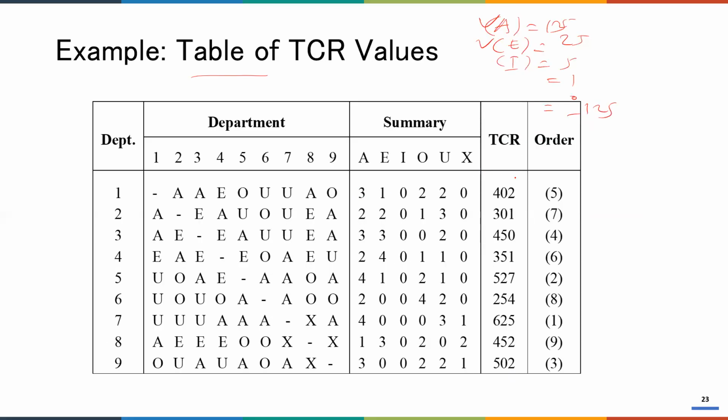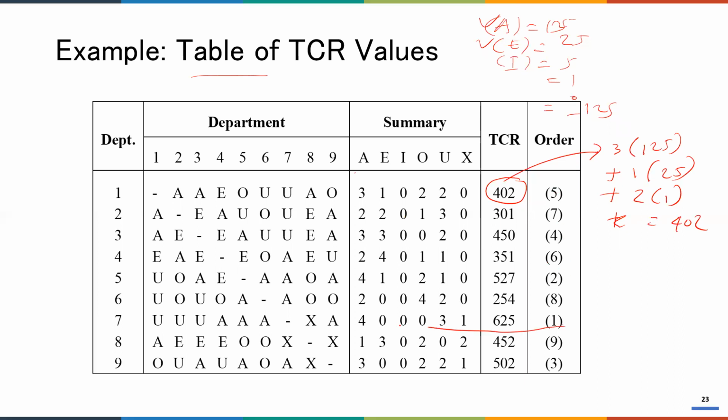So it means to get this TCR is just multiply by the value. So 3, so it means this one is 325 plus 125 plus 2 plus, okay, so it's 402. And you can calculate it for all. And then we have the TCR, and then we just sort it and give the order.